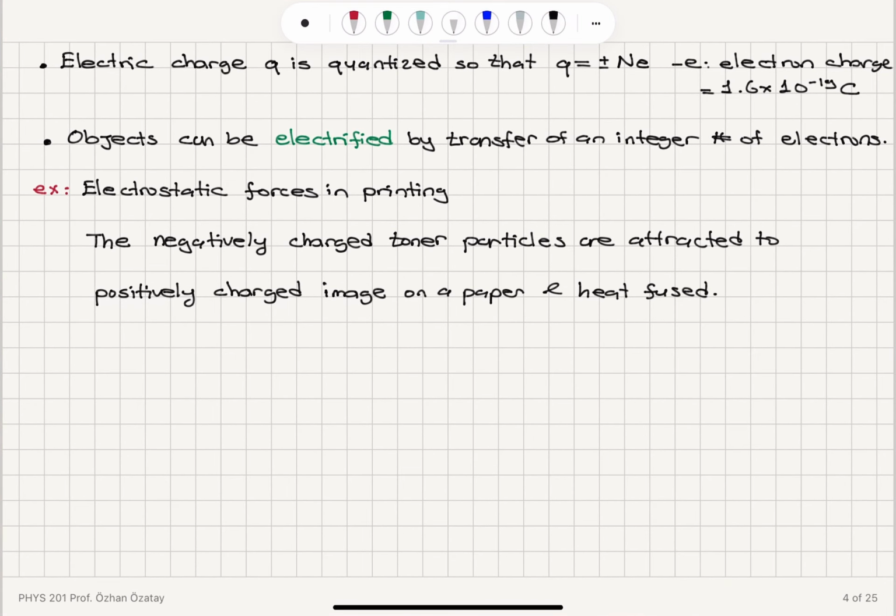Okay, so we can see that this really involves a process of engineering electrostatic forces in order to develop an image on a piece of paper. So after this, these toner particles, getting attracted to the positively charged image, we have a final heat fusion process to basically solidify the image on the paper.